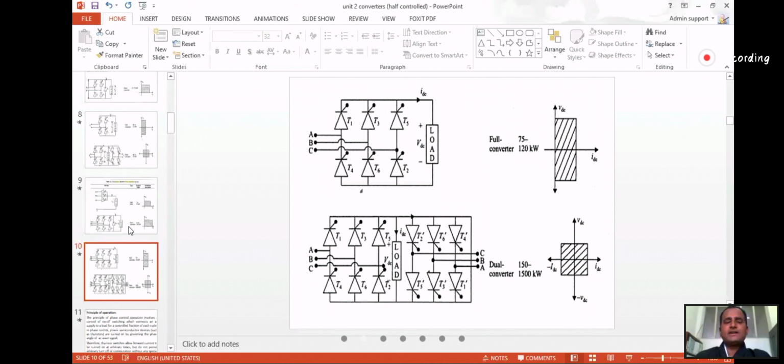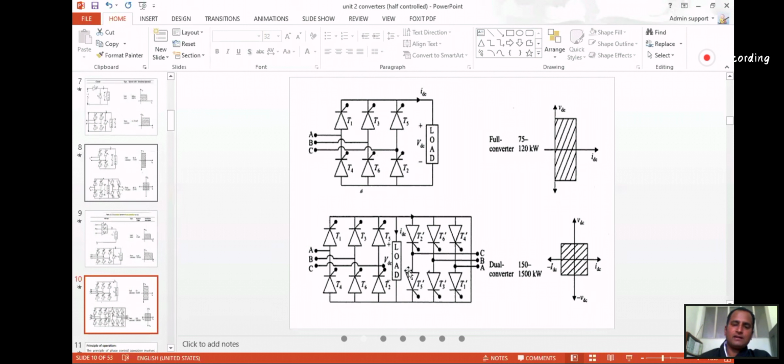Whatever I've understood is that you mean to ask why we are using the freewheeling diode in this case, is it that one? No, sir, this one, sir. Right now, in this dual converter, there are 12 diodes, sir. Yes, 12 diodes. But I was saying there is a missing freewheeling diode, sir.